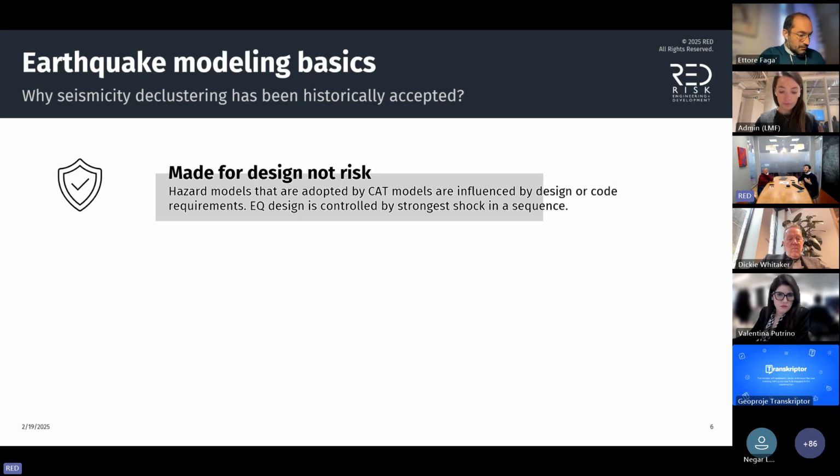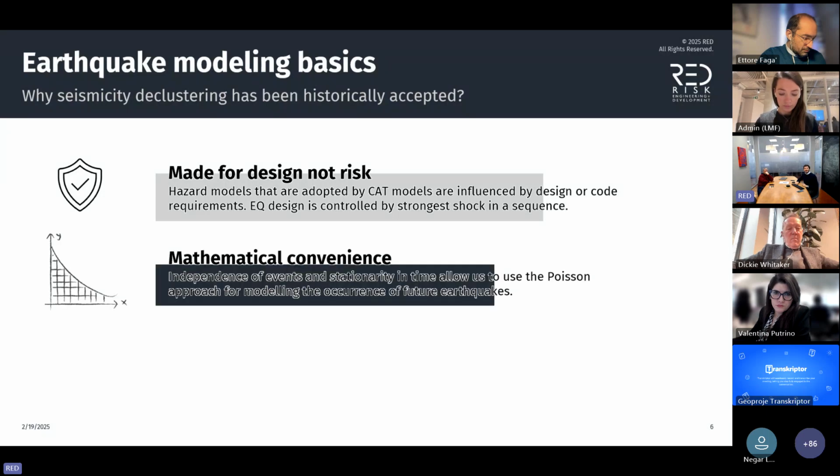They're influenced by things like design code requirements. And in the case of earthquake design, your design that is informed by a ground motion level for which you're building or analyzing your buildings is largely controlled by the main shock in the sequence. So that's one reason to be happy, let's say, with the main shock view of seismicity. Now, convenience rears its ugly head everywhere you go, and this is no exception.